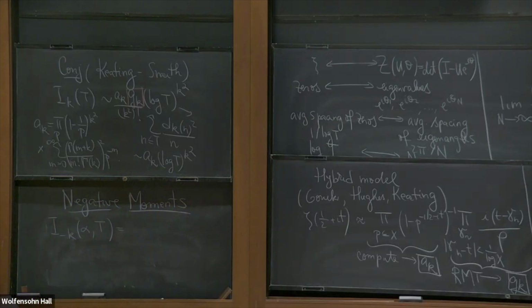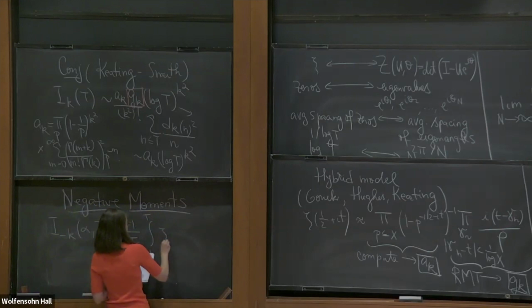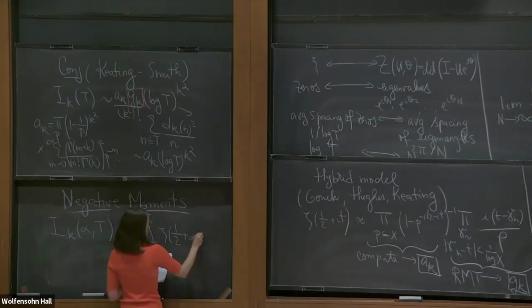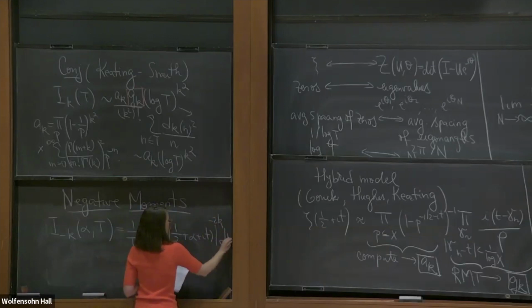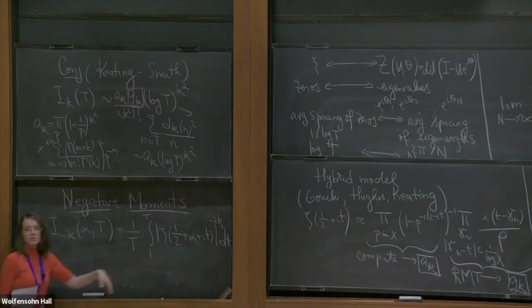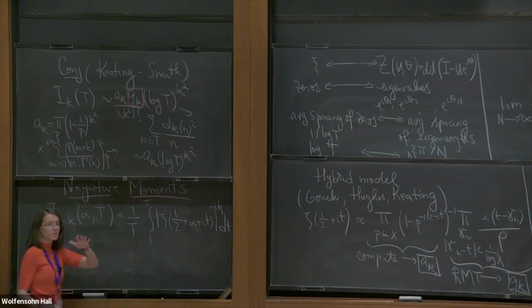Now, of course, if we're considering negative moments and the zeta function is in the denominator, we need to be slightly away from the critical line. So this will be the integral from 1 to t of zeta of half plus alpha plus it to the minus 2k. So we introduce this small positive shift here. And here the problem gets more difficult as alpha gets smaller and smaller because we're closer and closer to the critical line, so closer and closer to possible zeros of the zeta function.